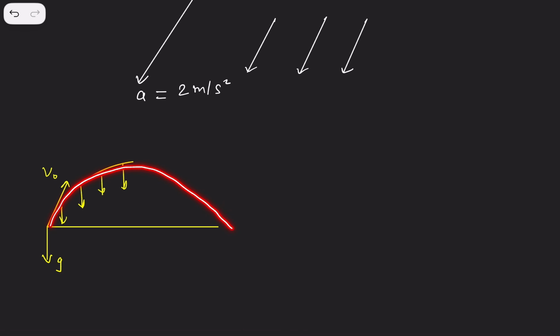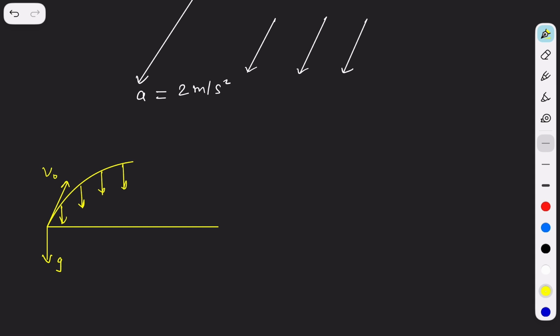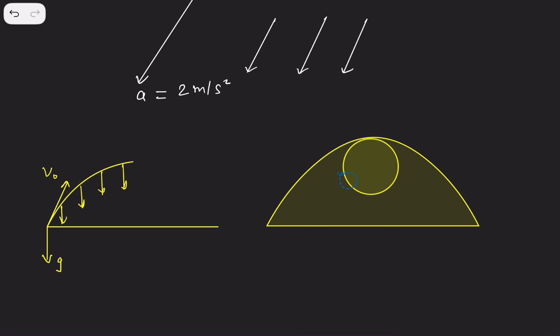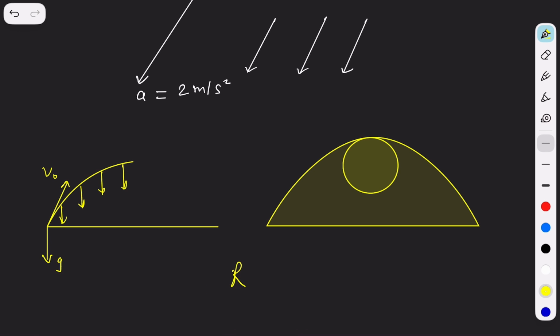We know that in the case of projectile motion, the minimum radius of curvature that is possible is only at the maximum height. Why is it so? See, the RC depends on V square divided by AC.